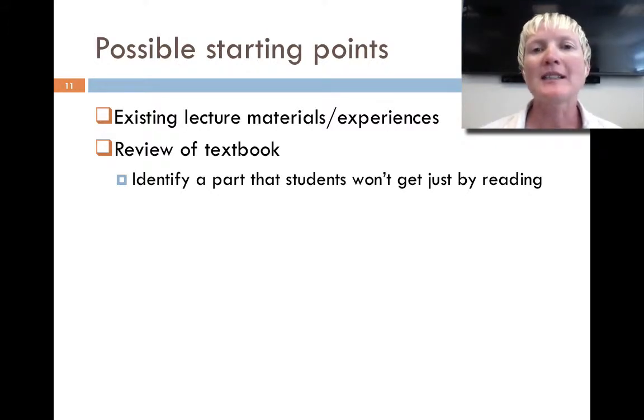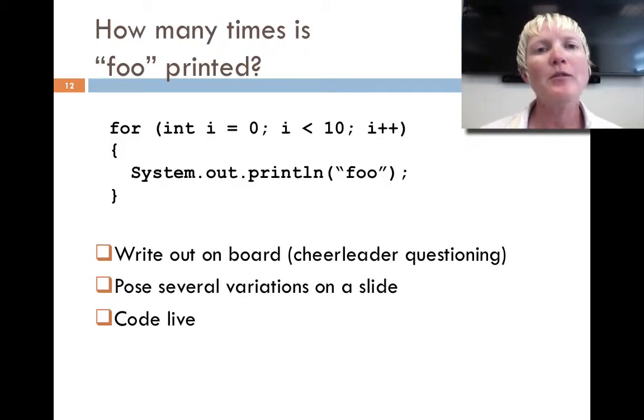First, you might start with existing lecture materials or lecture experiences that you have, and that's actually the process I'll show you today. But another way you might come up with a clicker question is reviewing the textbook that you're assigning students to read. Perhaps as you go through it, you might identify a part of the book that you just know students won't get just by reading it. However, one of the ways I often have worked is I have existing things, lecture slides or things that I do in lecture, and I will want to change some of those into clicker questions.